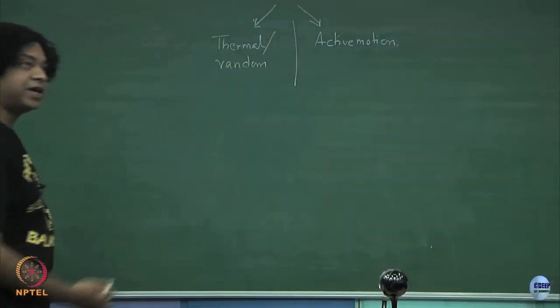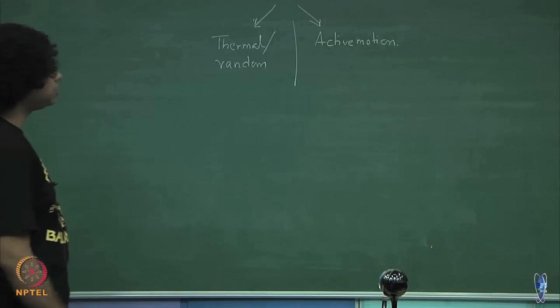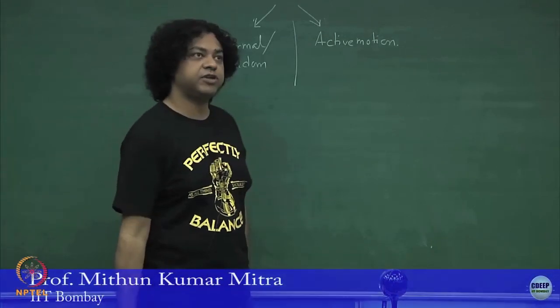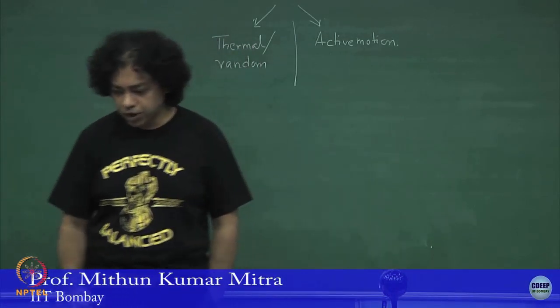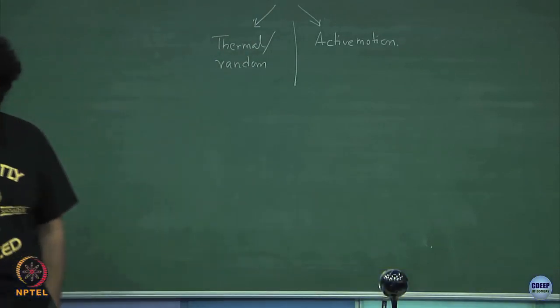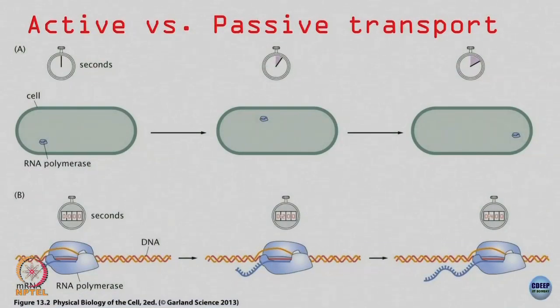We'll quickly recap. Most of us are familiar with diffusion, but we'll quickly recap how to derive the diffusion equation, and then we'll look at some biological context in which diffusion is applicable. So here is, for example, the same molecule, RNA polymerase.